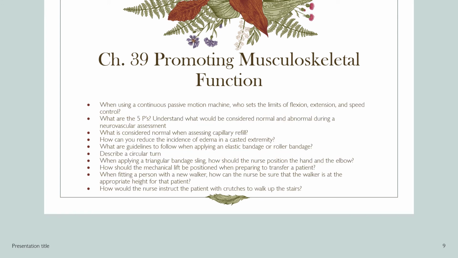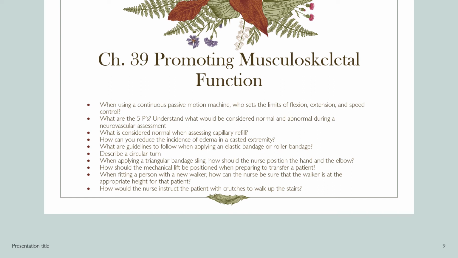When using a continuous passive motion machine, who sets the limit of flexion, extension, and speed control? So we can find this information on page 815 in steps 39.1, use of a continuous passive motion machine. Connect the control box to the CPM machine and set the limits of flexion, extension, and speed control to prepare the machine for functioning. So you would be the one to set those settings.